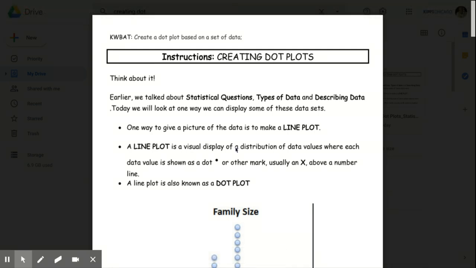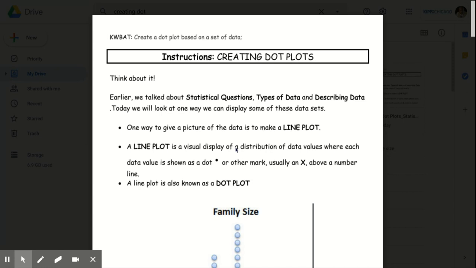Hunt. Today on Thursday, we are creating a dot plot based on a set of data. Inside of the Google Classroom tomorrow, I will give shout outs to those that got scores of 75 or higher on their work, and I'll shout you out tomorrow in the Google Classroom. All right, so today we're going to look at creating a dot plot based on a set of data.